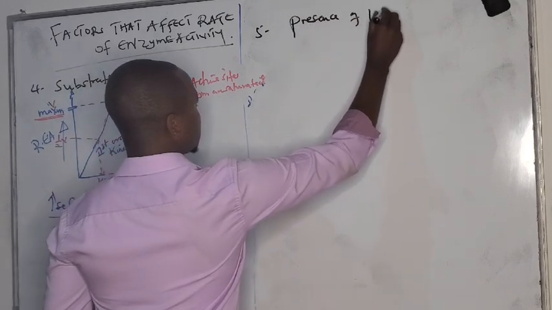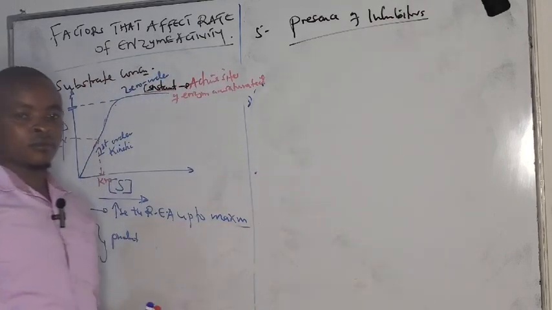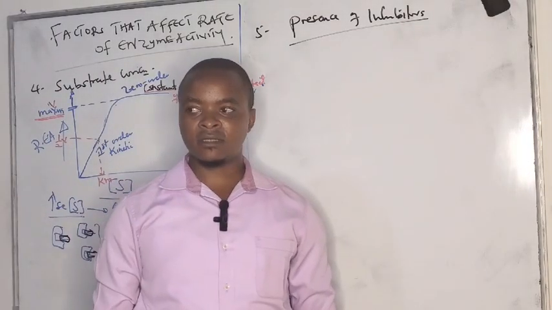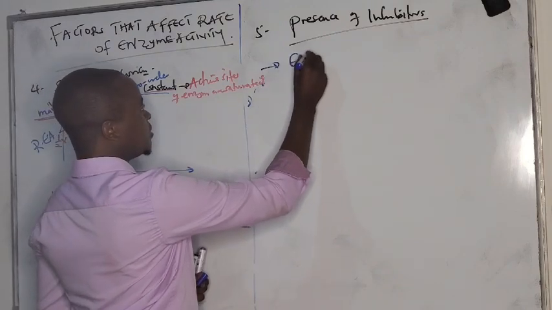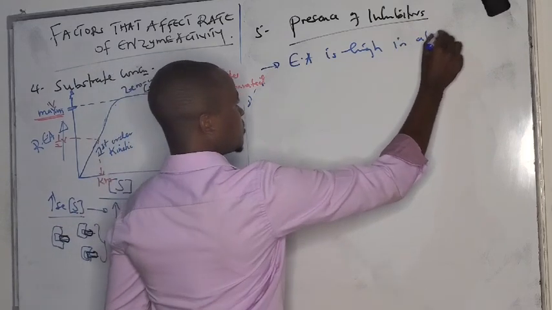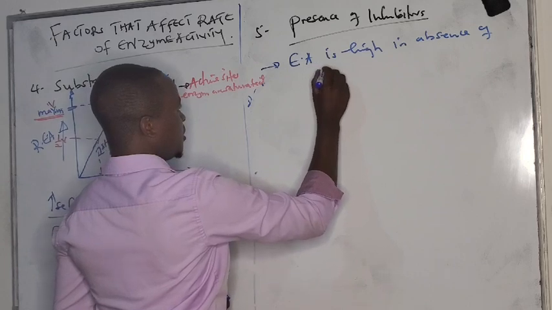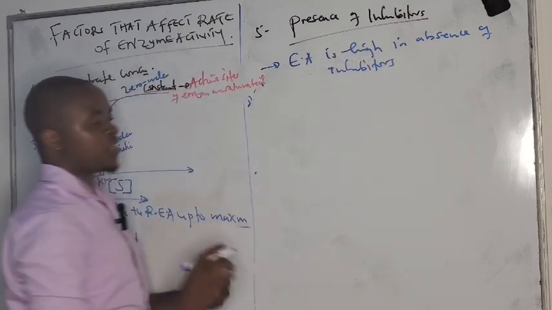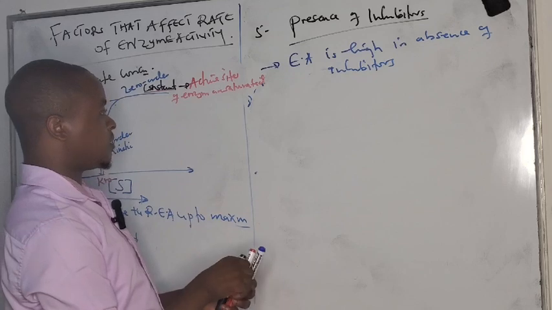Okay. Presence of inhibitors. And how do inhibitors affect the rate of enzyme activities? We know that enzyme activity is high in absence of inhibitors. In absence of inhibitors, the rate of enzyme activity is high.